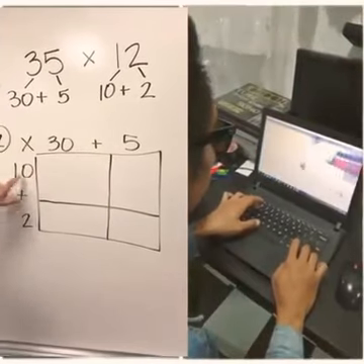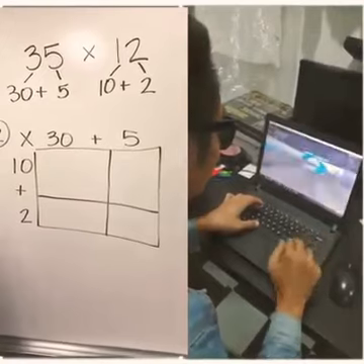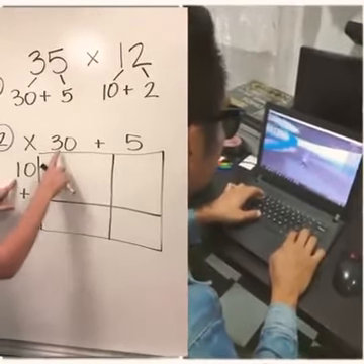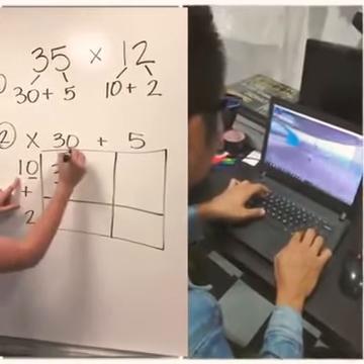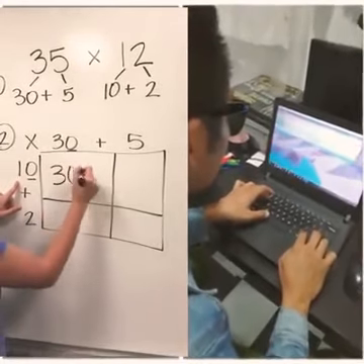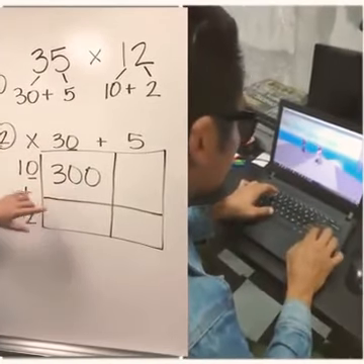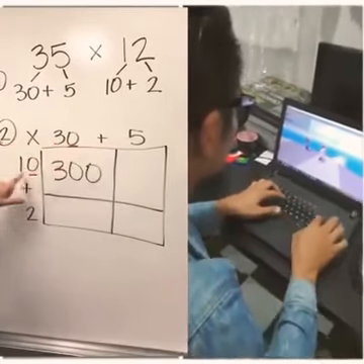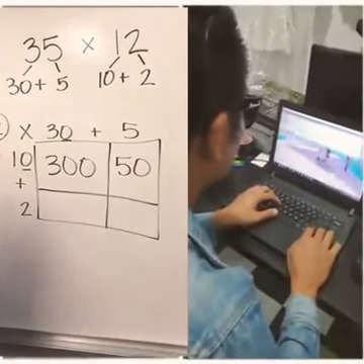So first we're going to do 10 times 30. Sometimes it gets a little tricky when we have those extra zeros on there when we're multiplying by a 10. So I like to say 1 times 3 is 3. And how many zeros do we have? We've got 2, so we attach them to the end of the number. So 10 times 30 is 300. We did 10 times this, 10 times that. 10 times 5 is 50, so it goes in the first box.